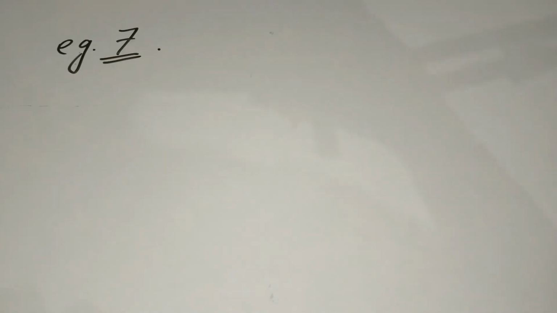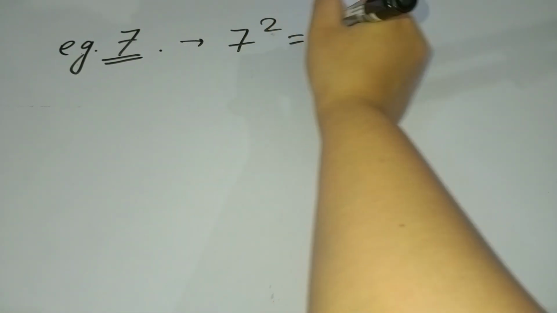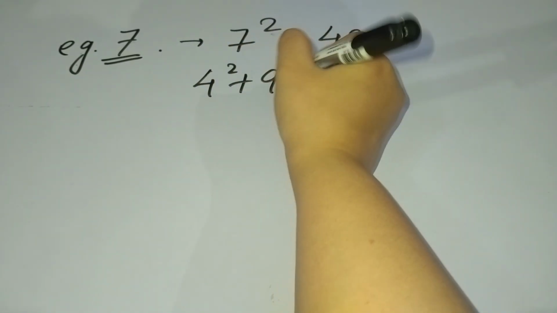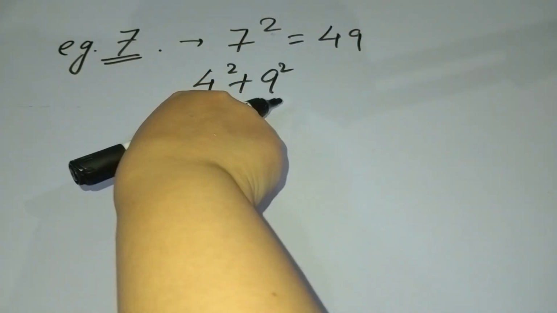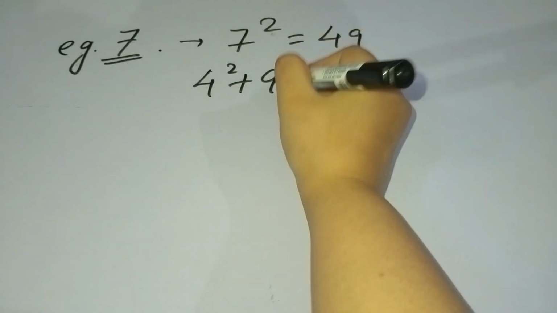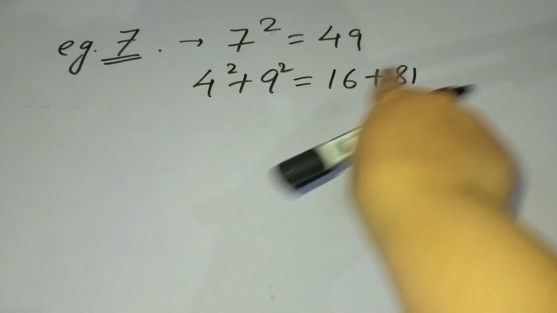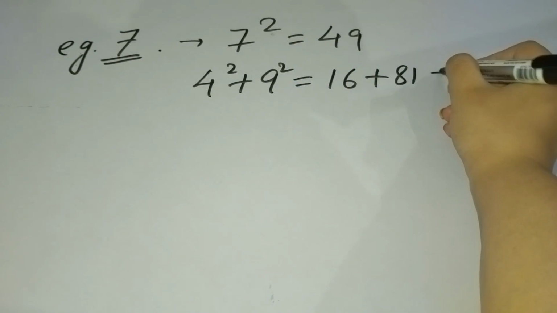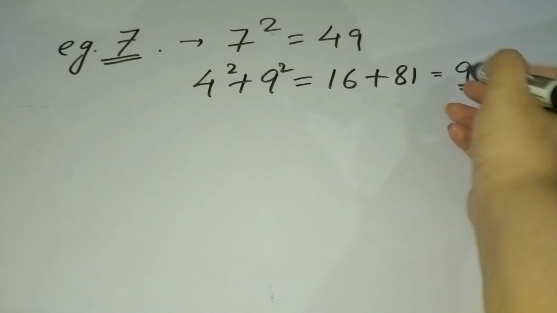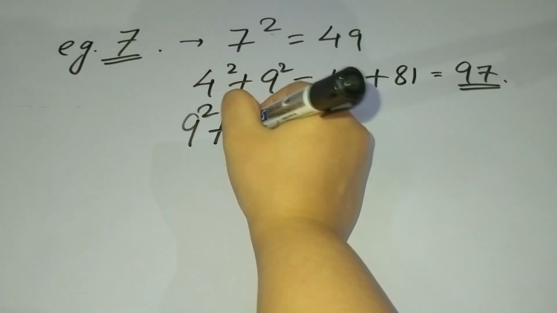Now let's take another example, 7. So 7 square is 49. Now we will also square the digits of 49. So 4 square plus 9 square. Now 4 square is 16 plus 9 square is 81. So after adding it we will get 97.